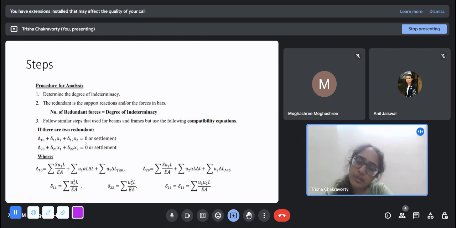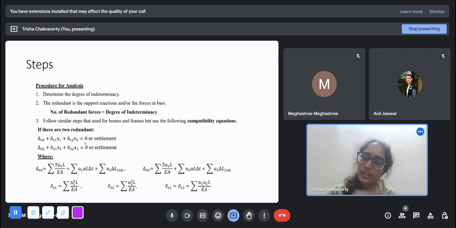So the total number of redundant forces is equal to the degree of indeterminacy. Now suppose you have a degree of external indeterminacy of 2 and internal of 1. The total degree of indeterminacy is 3. Then you cannot take 3 support reactions as unknowns, because if a structure is externally indeterminate to the order of 2, and you take away two forces, it will become just stable. If you take away another external support reaction, it will become an unstable structure. So you have to take it correspondingly.